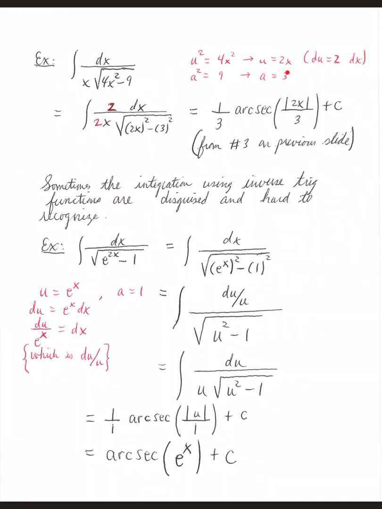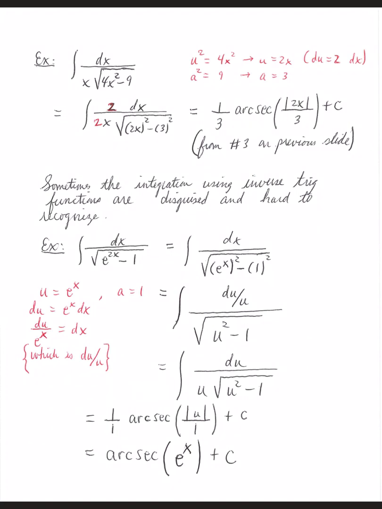So that's 1 over a, arcsecant or secant inverse, you can use either one, of the absolute value of u over a, so that's the absolute value of 2x over 3 plus c.